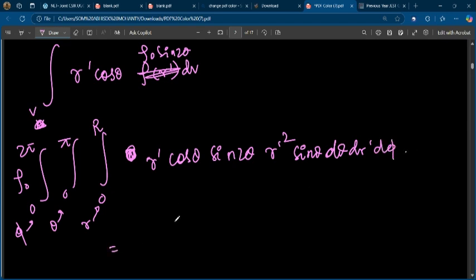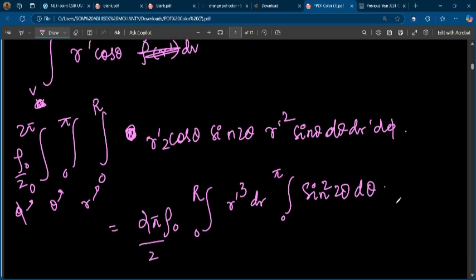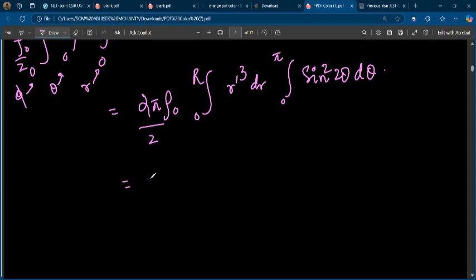So if we simplify it, the integration of d phi goes 0 to 2 pi, so 2 pi rho naught, and now what integration is left? 0 to r dash cube dr, and 0 to pi sine theta cos theta. If I multiply by 2 and divide by 2, 2 cos theta sine theta also becomes sine 2 theta, so this becomes sine square 2 theta d theta, correct? So this becomes pi rho naught.